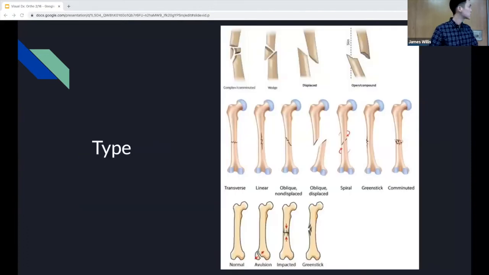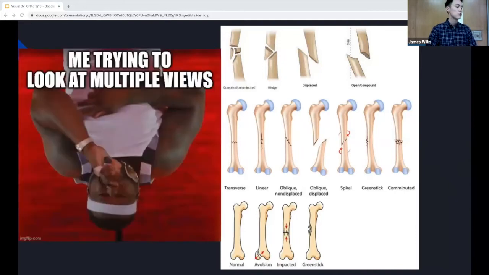There are multiple types. Sorry, the font is a little small, but some of the big points you want to make sure of: is it an open injury? Is it closed? Does it need emergent antibiotics? Is it displaced? Is it separated? Is there any shortening in the bone? Is there angulation? In order to really fully assess all of this, you want to try and get multiple views. So if you're like me and watching a Super Bowl, this is me looking at multiple views.